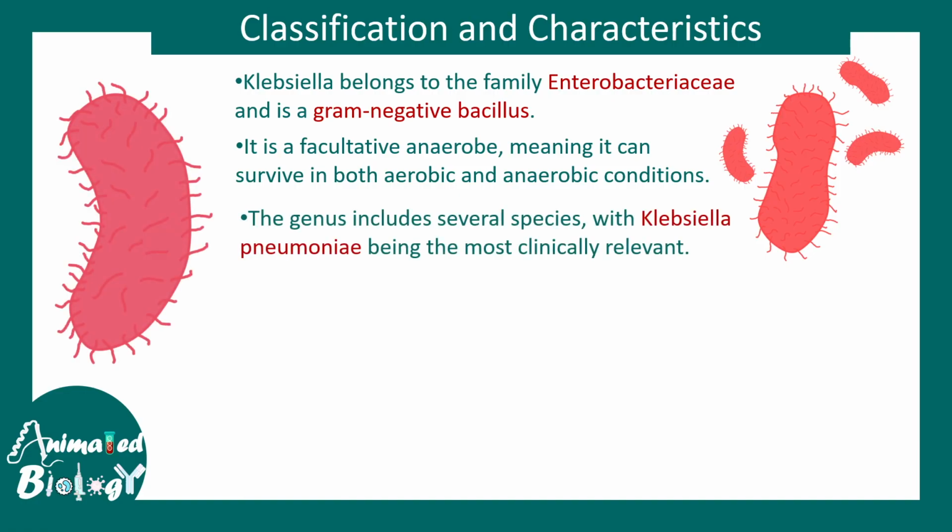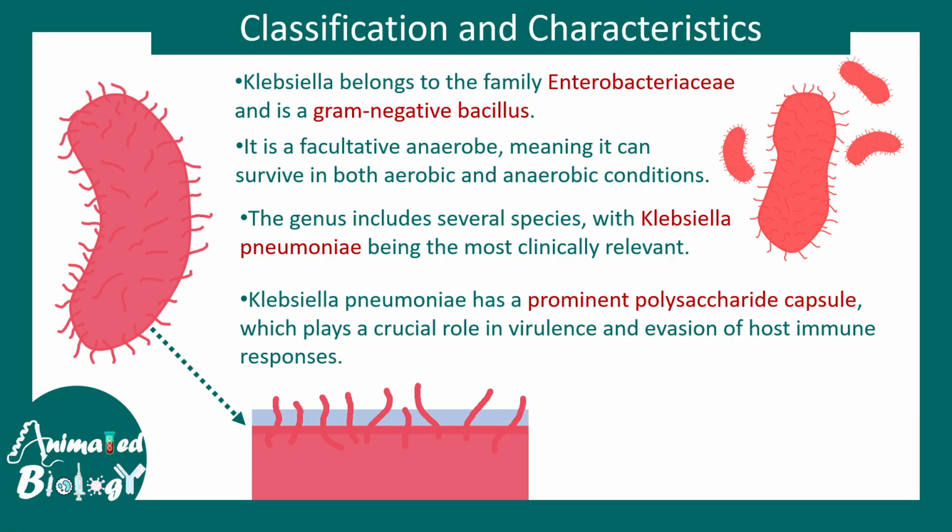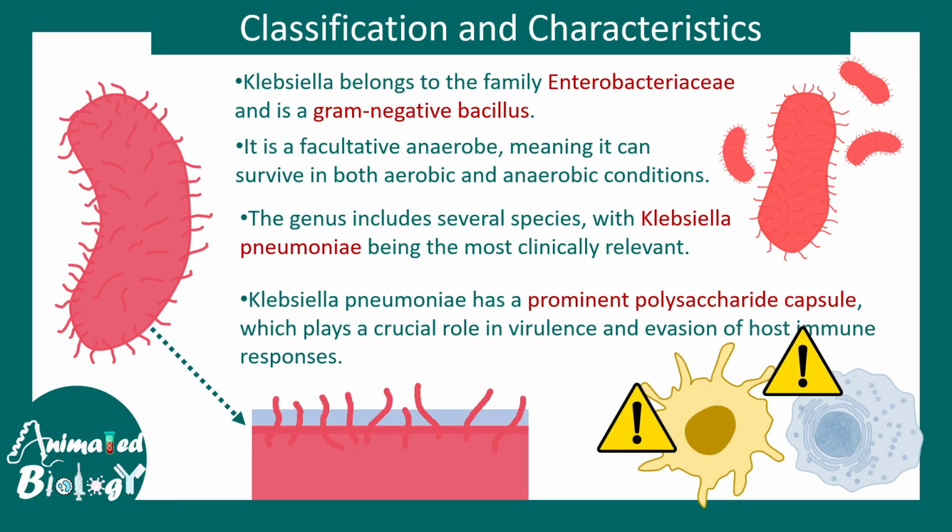The genus includes several species, with Klebsiella pneumoniae the most relevant from a clinical perspective. Klebsiella pneumoniae has a prominent polysaccharide capsule which plays a crucial role in helping them evade the immune system. So here you can see there is a capsule on the outside which prevents the phagocytosis of this bacteria by a macrophage or, let's say, a dendritic cell, and that's how they can evade the immune system.